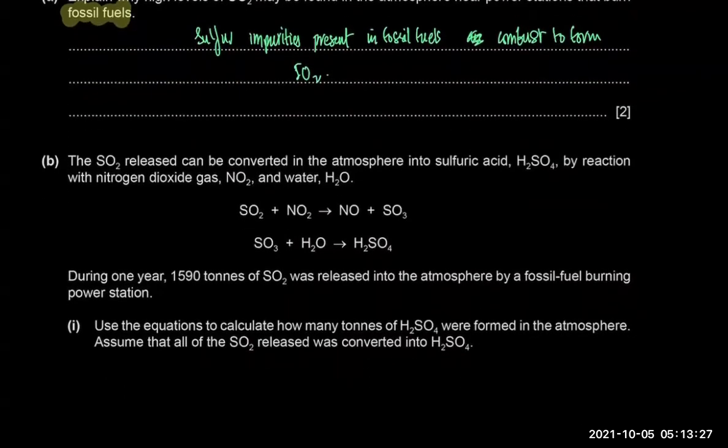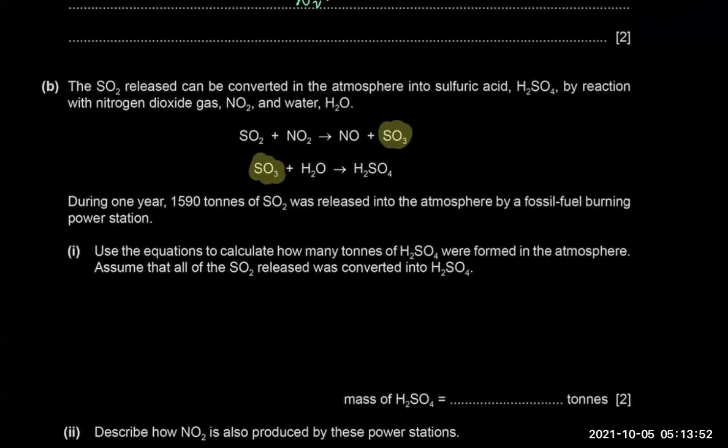The SO2 released can be converted in the atmosphere into sulfuric acid by the following reaction with nitrogen dioxide gas and water. So SO2 and NO2 make NO and SO3. We know this reaction, right, to form sulfur trioxide. And then the sulfur trioxide reacts with water to form sulfuric acid. During 1 year, 1,500 tons of SO2 was released into the atmosphere by a fossil fuel burning power station. Use the equation to calculate how many tons of H2SO4 were formed. Assume all the SO2 released was converted into H2SO4.